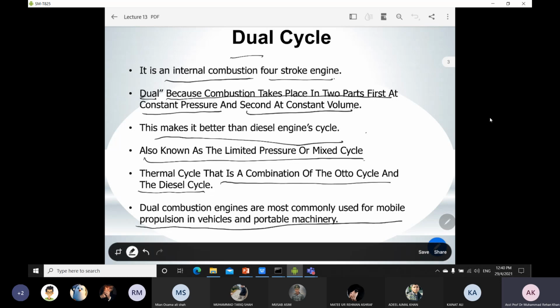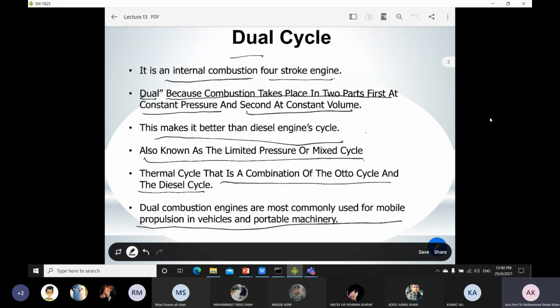Now the important point is where we have to use this dual cycle in our daily life. Most commonly it is used in the ship industry, where we need more torque and also need to get more energy out of our fuel.